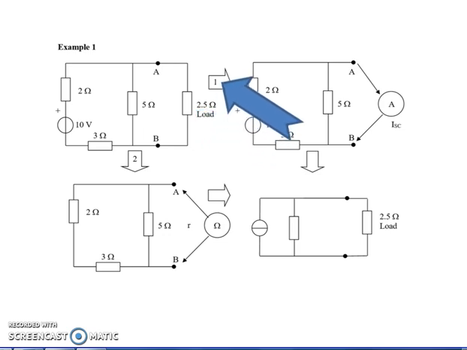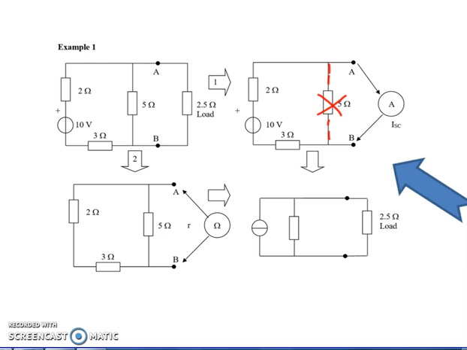So we're going to apply the rules we just saw. We're going to apply rule 1, which says take off the load and then measure the short circuit current. Here we've got an ammeter shown recording current as if it were a short circuit on the terminals. When you short these two terminals together, effectively you're shorting out that 5 ohm resistor, so that 5 ohm resistor is not significant now and doesn't take any part in that calculation.